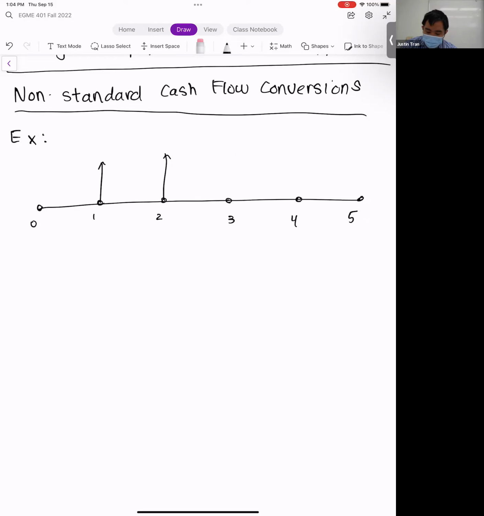Or say we only have a uniform series that may extend for just the first 3 years, and then we have some empty spots later on in the cash flow diagram. Let's say for this example, let's convert this to a single lump sum at the end of year 5.